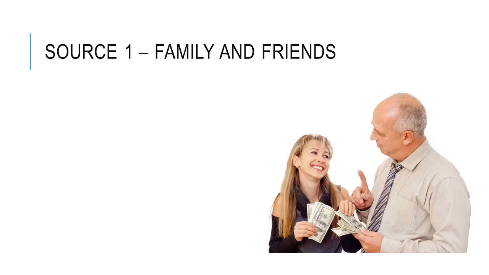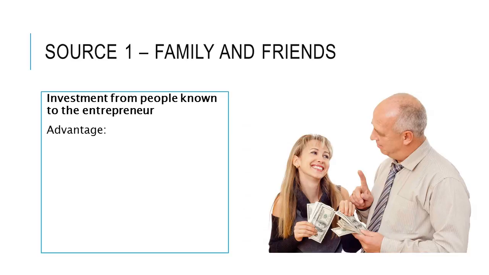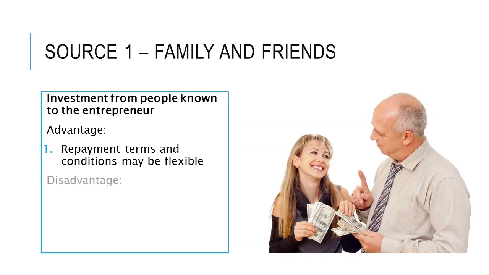Right, let's look at the sources of finance now. The first source might be quite familiar to you, which is family and friends, if you have any. And this involves investment from people known to the entrepreneur. And an advantage of this approach is that the repayment terms and conditions might be quite flexible. You can negotiate, and they're likely to be quite lenient perhaps on when you pay them back.